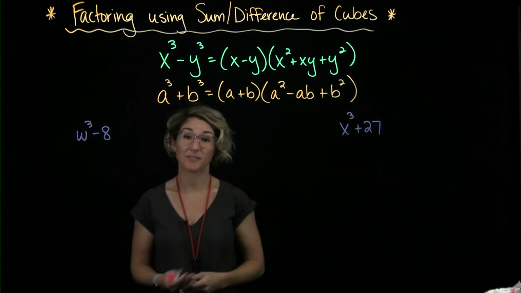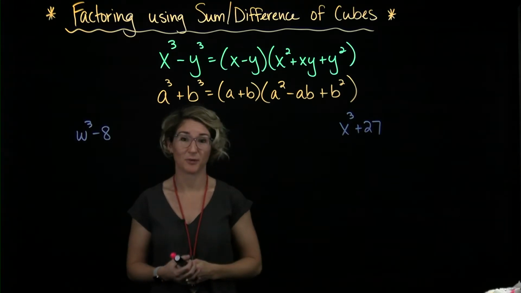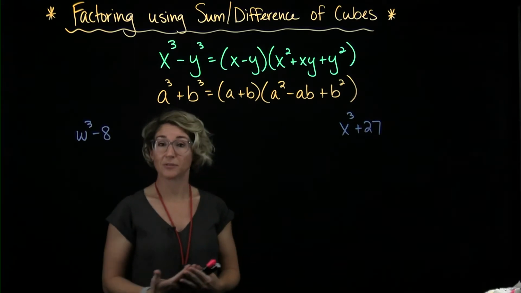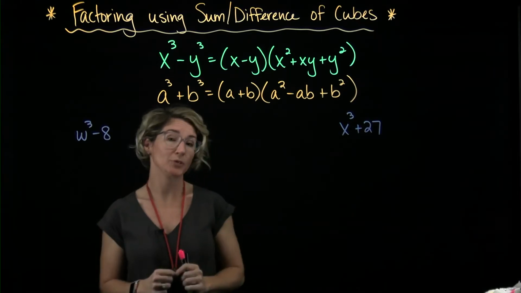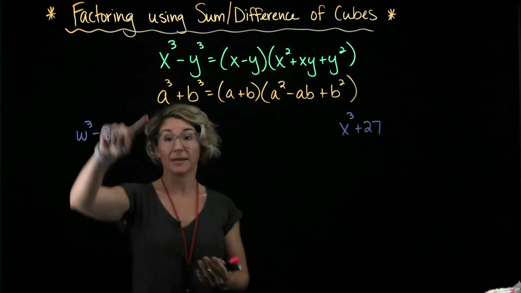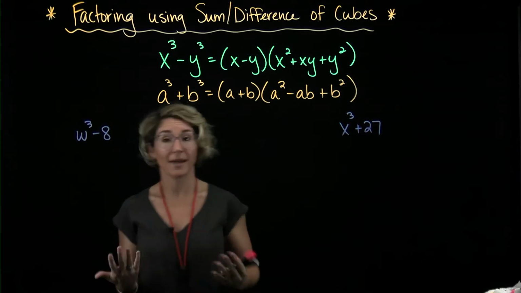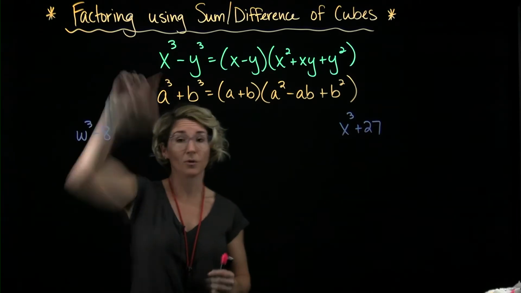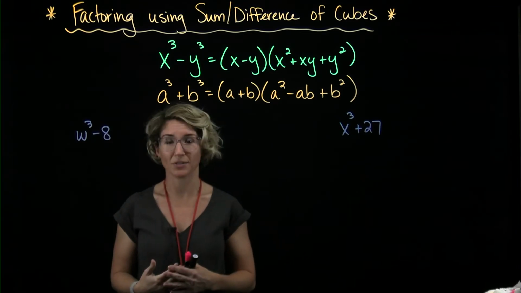Hi, let's do a few examples of factoring using sum and difference of cubes. I've written the formulas up here for you, but we factor using sum and difference of cubes when we have a binomial, something with two terms, and each one of those terms can be written as something cubed, like a cubed plus b cubed, or x cubed minus y cubed. It works if I have a sum or a difference, an addition sign or a subtraction sign.